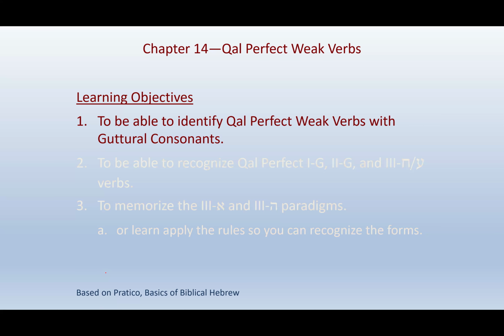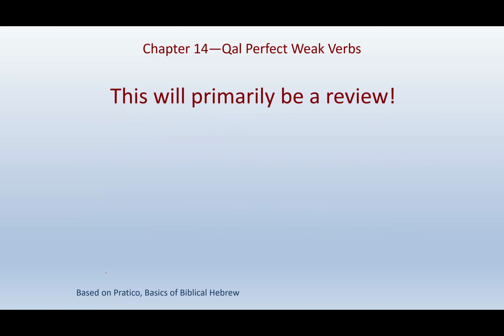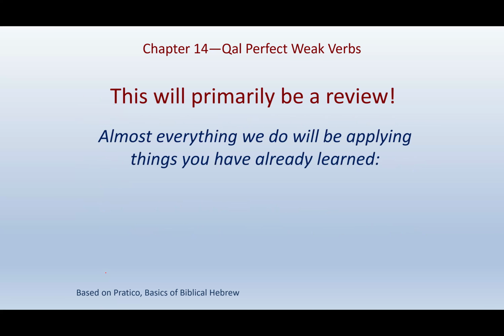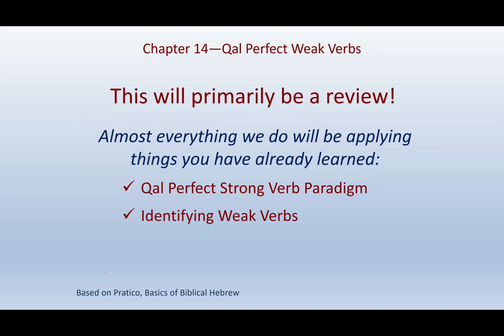So first of all, we want to be able to identify Qal perfect weak verbs with guttural consonants. So it's going to be a little bit of review again. It will primarily be a review. Almost everything we do will be applying things we've already learned. One would be the Qal perfect strong verb paradigm that we learned in chapter 13, and we've looked at, and we'll look at it again. We want to be able to identify weak verbs, and we want to use the syllabification rules from chapter 3. So those are all things we've already studied. All we're going to do is apply them.